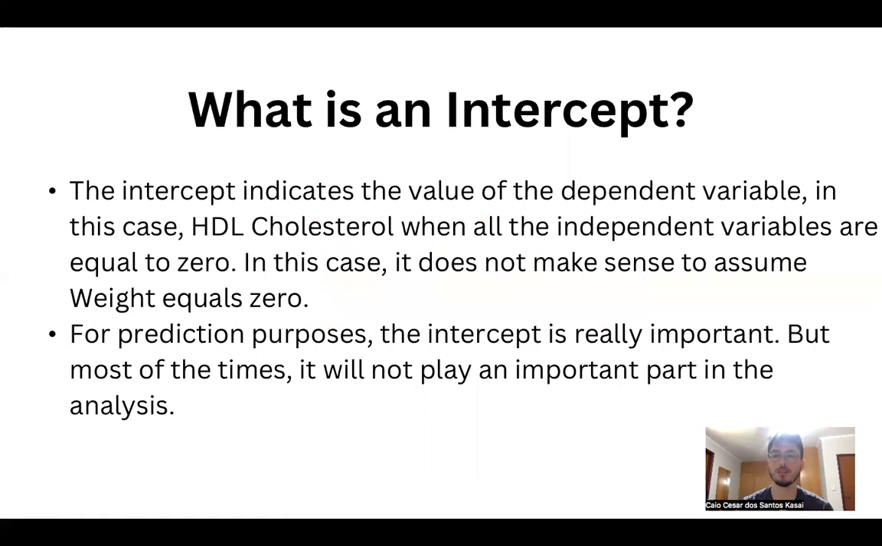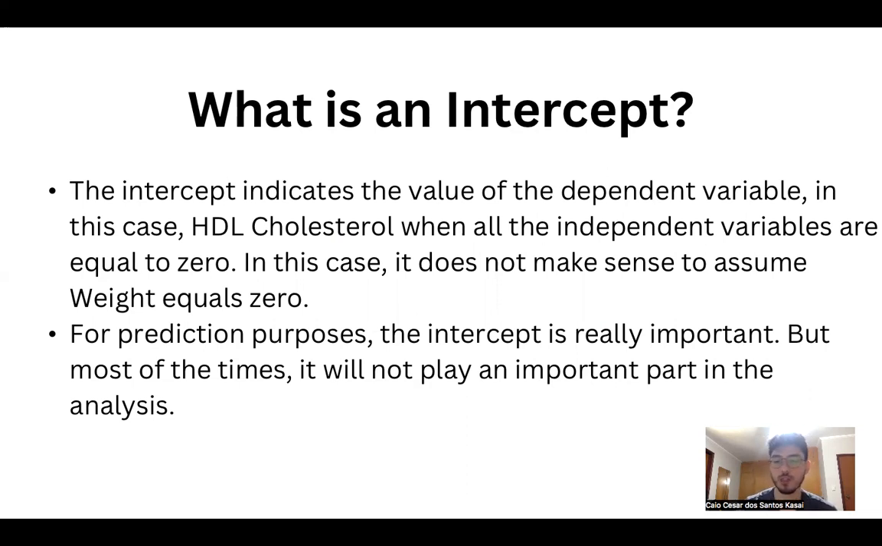So what is an intercept? The intercept indicates the value of the dependent variable, in this case the HDL cholesterol, when all the independent variables in the model are equal to 0. In this case, we actually have just one independent variable, which is weight. And it does not make much sense to assume weight equals 0. This is important because for prediction purposes, the intercept is really important. But most of the time, it will not play an important part in the analysis, okay?